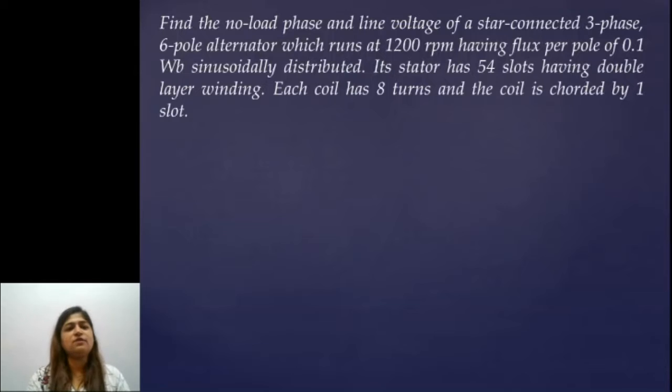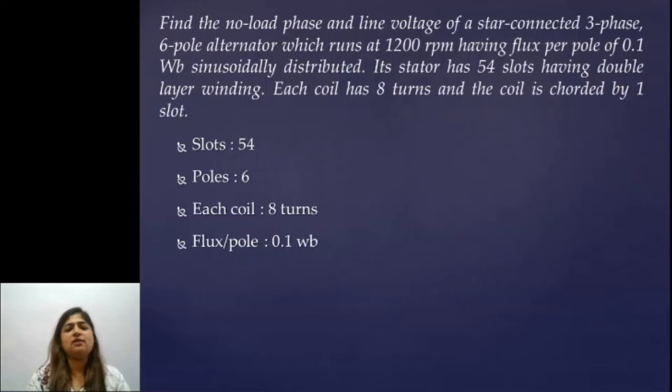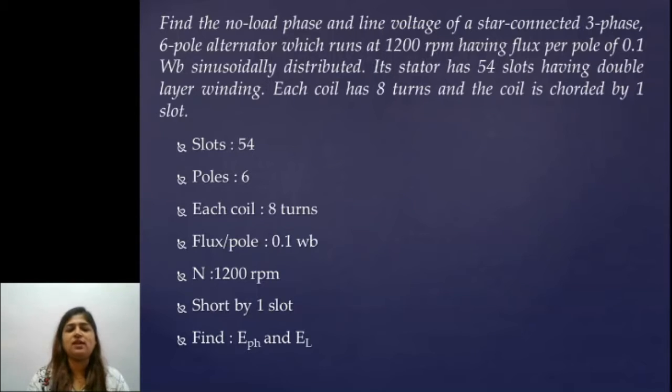Okay, so let's first of all write the given data. Slots 54, poles are 6, each coil has 8 turns. I'll explain how to find out the total number of conductors out of it. Flux per pole is 0.1 Weber, speed is given as 1200, and the coil is chorded by one slot. You're supposed to find out phase EMF and line EMF. When it is no load, it means it is just the induced EMF.